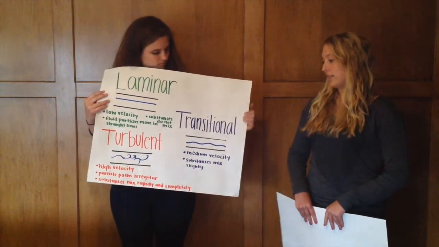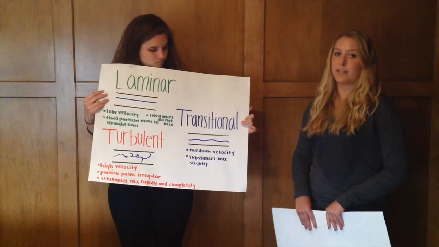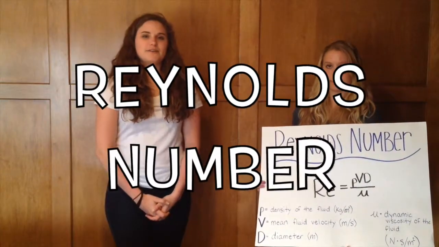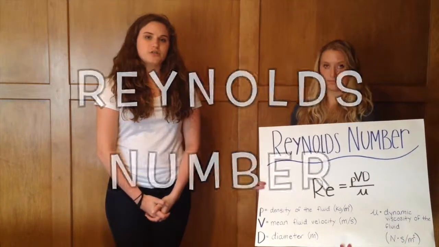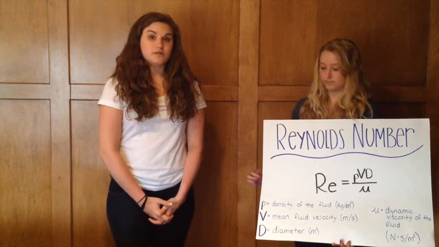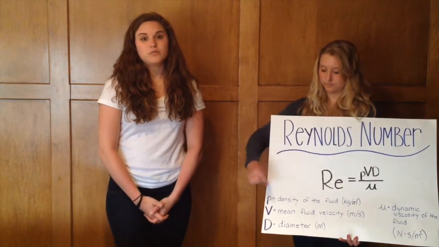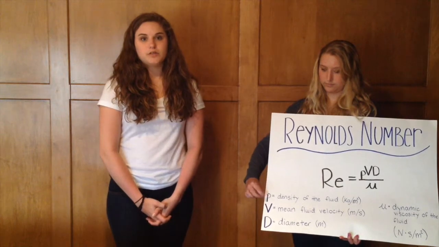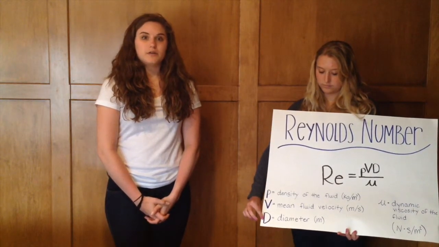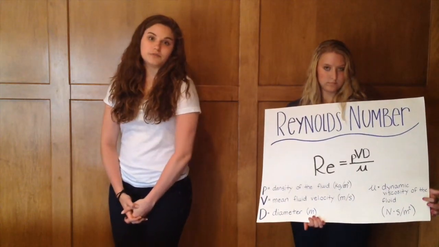The third one is transitional, and it has medium velocity, and the substances mix slightly, and it's just a combination of laminar and turbulent flow. Reynolds number is a dimensionless number that gives the measure of inertial forces to viscous forces. The equation for Reynolds number is Re equals ρVD over μ, where ρ is the density of the fluid, V is the mean velocity of the fluid, D is the diameter, and μ is the dynamic viscosity of the fluid.